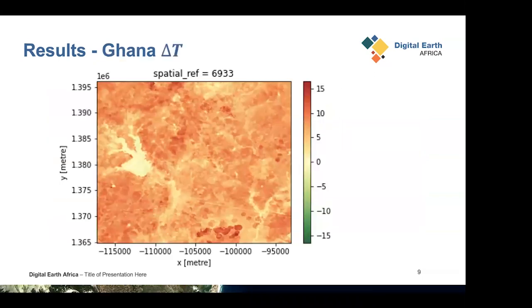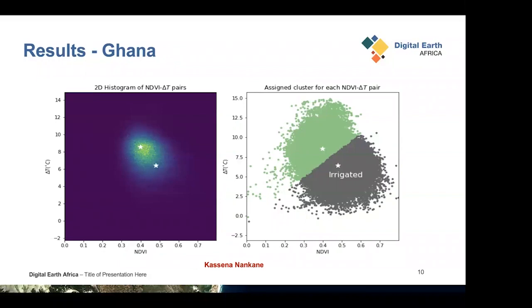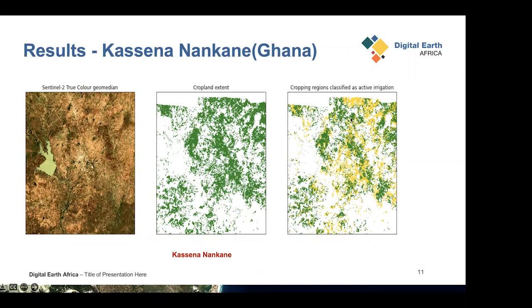And this is also for Ghana, a certain part in the Upper West region. As you can see, a higher change in T, that's delta T, means more dry land. From the K-means clustering, you're able to identify the number of points that fall within the irrigated areas, and the points that fall within the non-irrigated. As you can see, within the Upper East region also, a lot of areas have this irrigated farming going on.